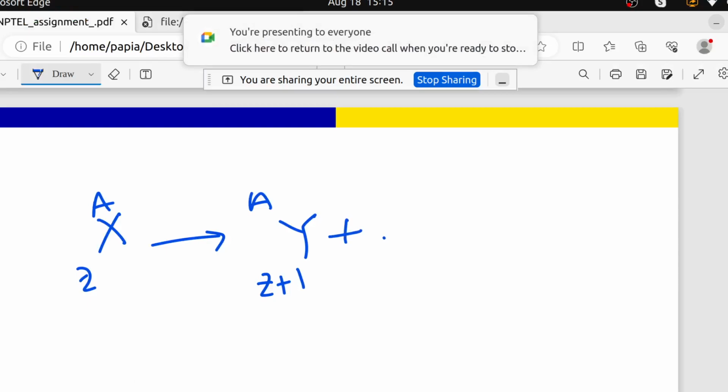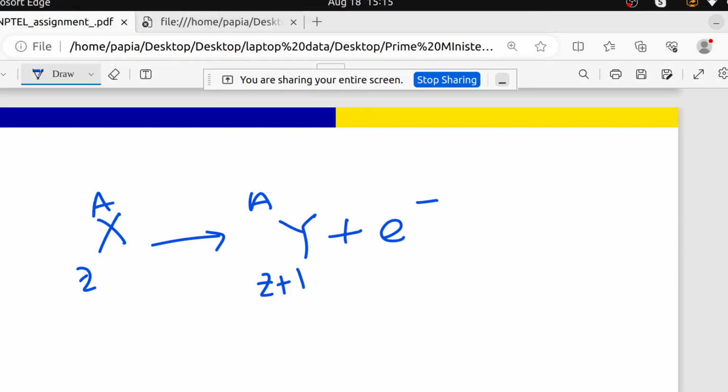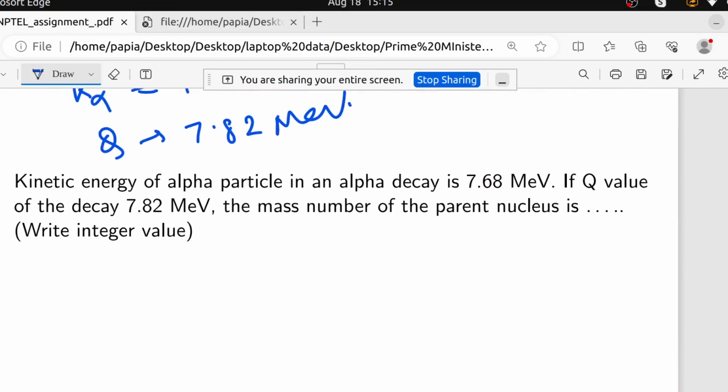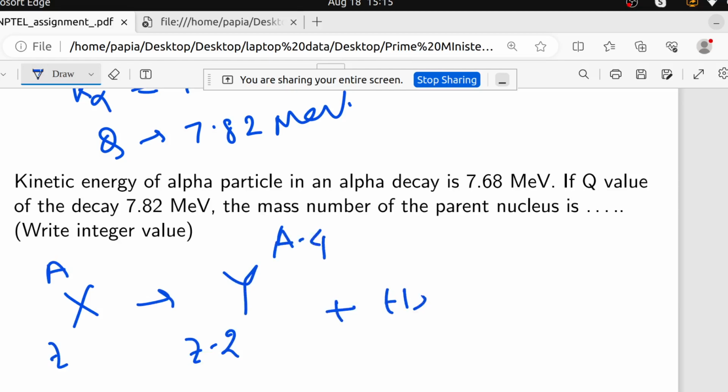Okay. Then this is E minus, right? So this is a beta minus decay process, but they are asking about alpha decay. So what is alpha decay? Alpha decay is Z, A going to Z minus 2, A minus 4, and then helium 2, 4. Fine, so this is the alpha decay. In that alpha decay, what will happen? They have given that the alpha particle kinetic energy is 7.68 MeV, and the Q value of this decay is 7.82 MeV.